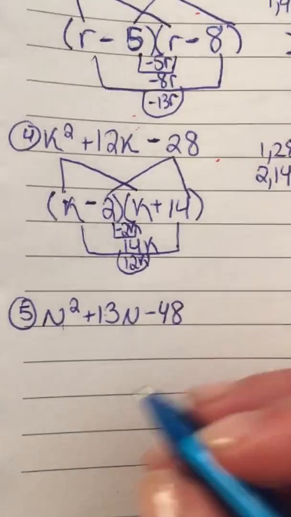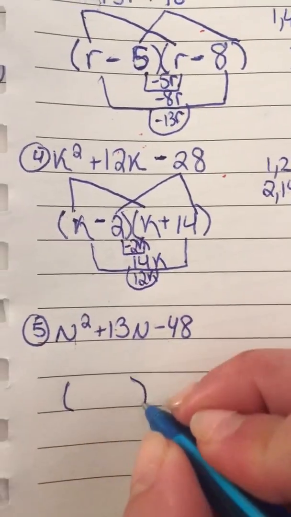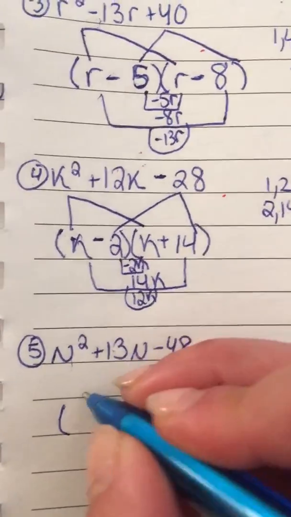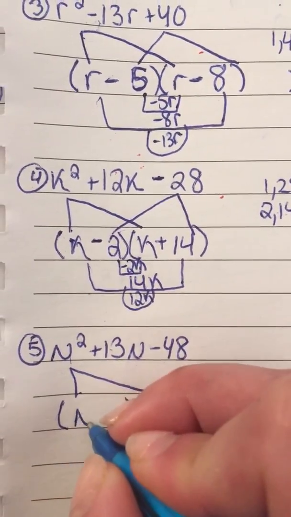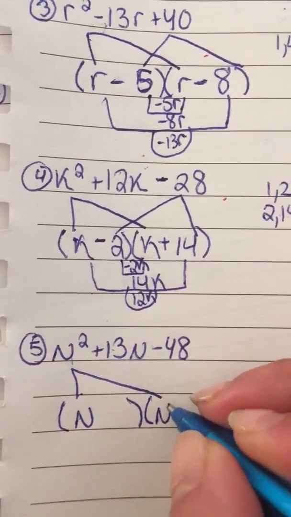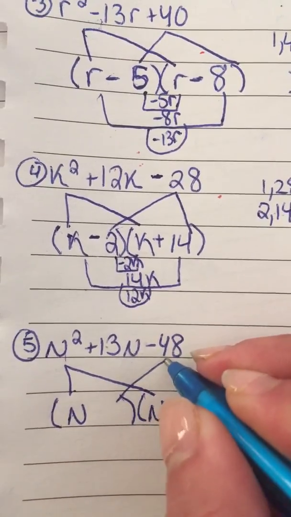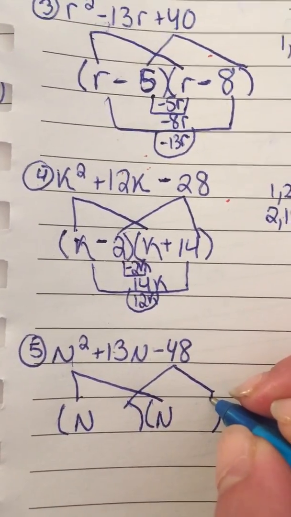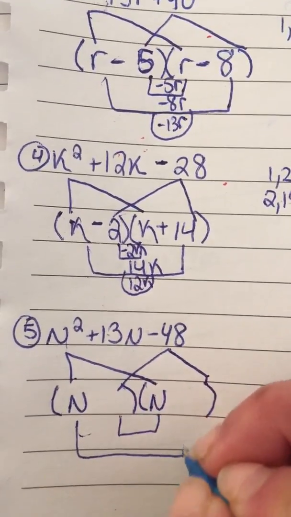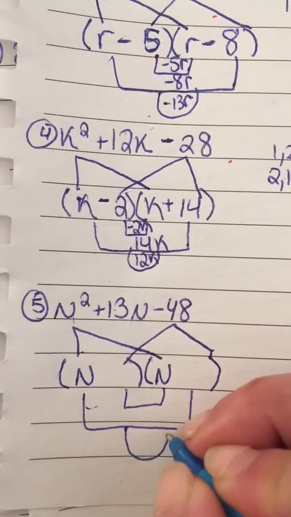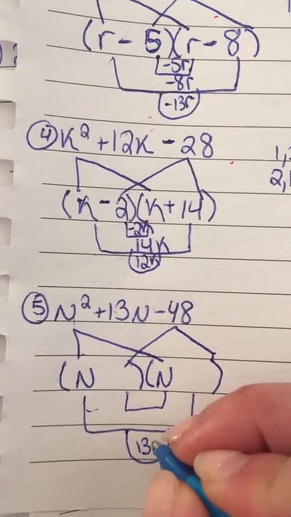And let's try this last one. So set up parentheses. First spots have to multiply to n squared, so it has to be n times n. The last spots have to multiply to negative 48. And the inner and outer product need to add up to 13n.